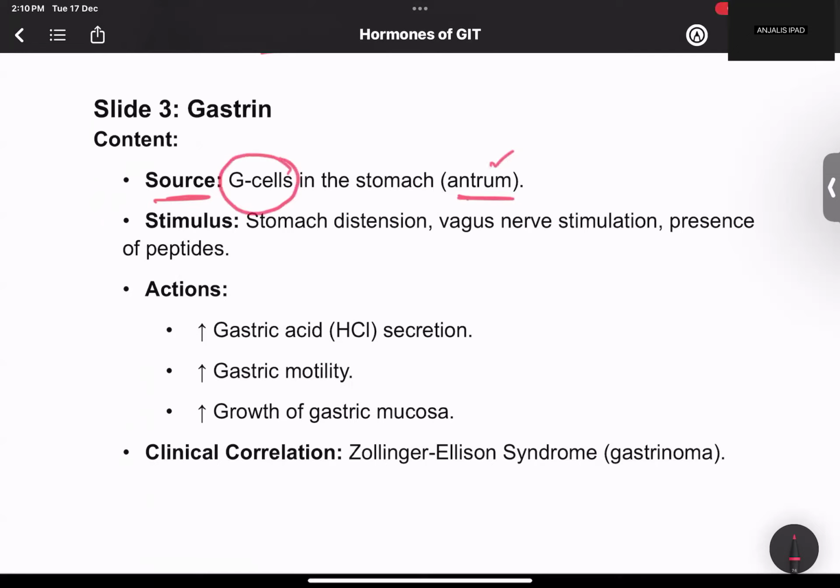Now what is the stimulus? It is released when the stomach stretches after a meal, when the vagus nerve is activated, or when peptides, meaning protein digestion products, are present.